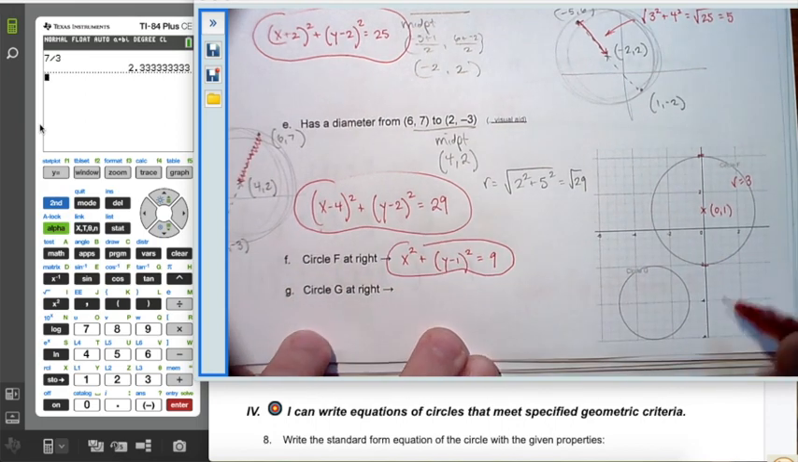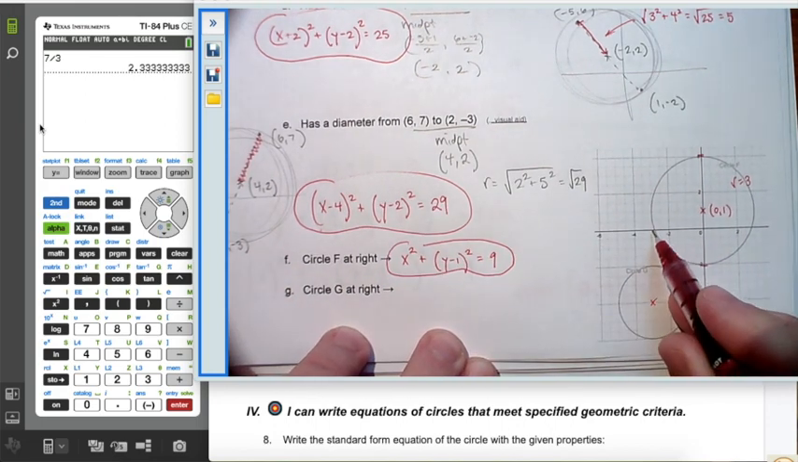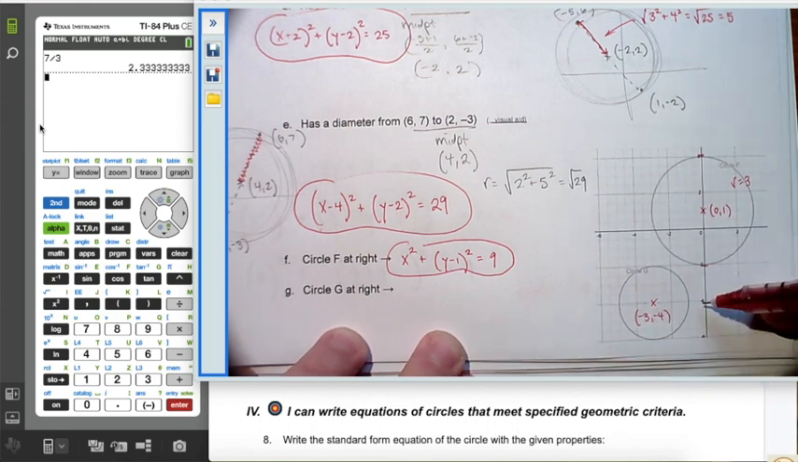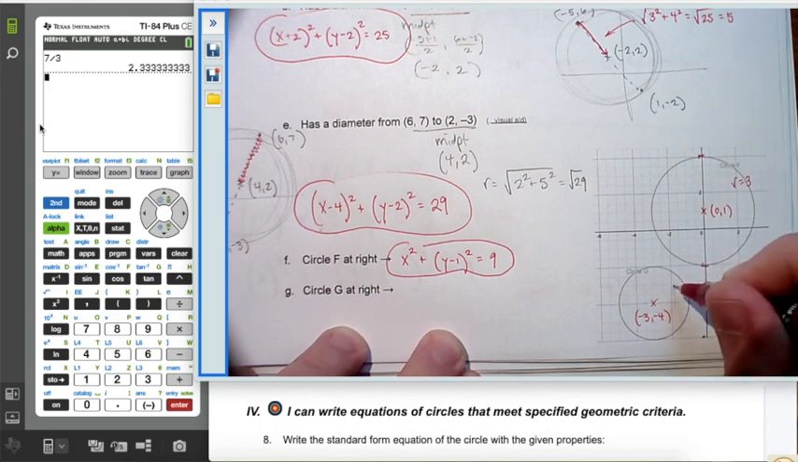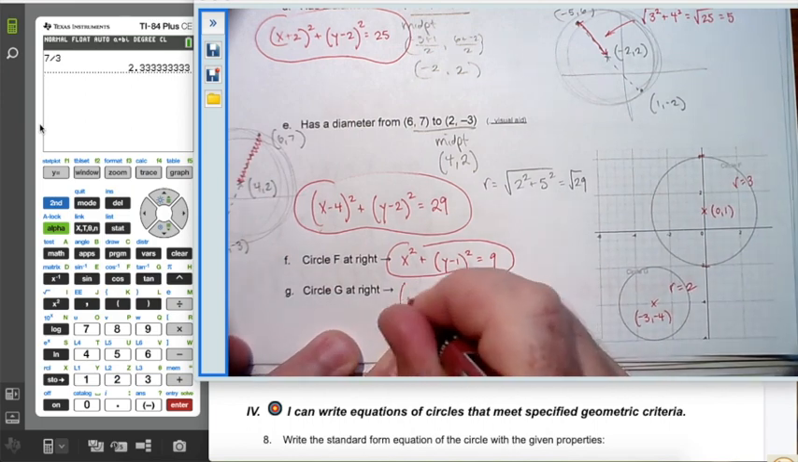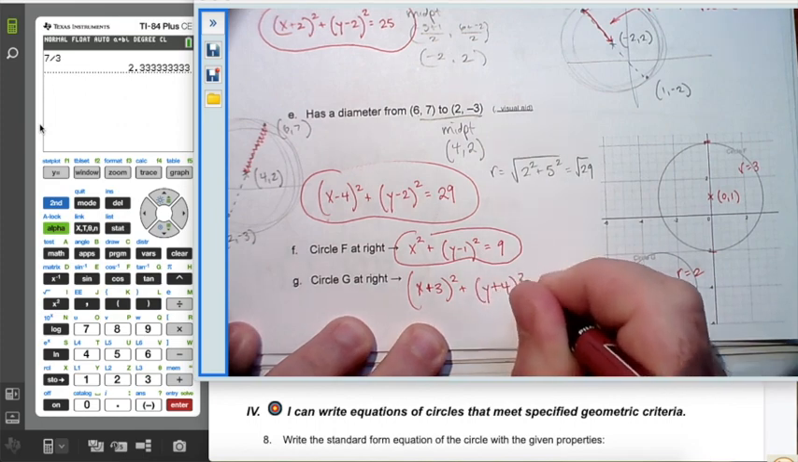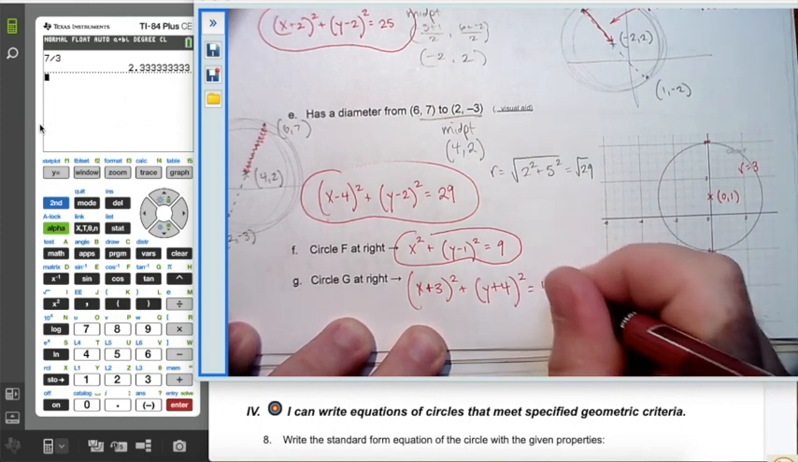Second question looks like its center is at -3, -4, and it looks like the radius is 2. So again, I can just plug that right into my formula. X plus 3 squared, y plus 4 squared, and that should equal 2 squared, which is 4.